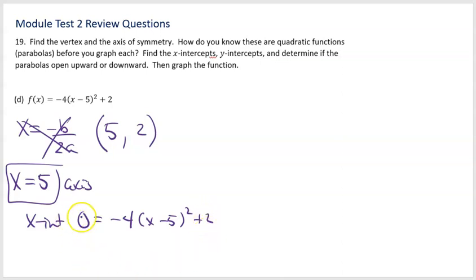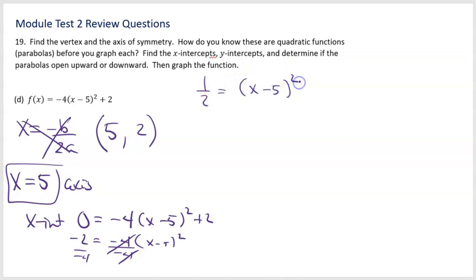So subtract the 2 over. So I have negative 2 equals negative 4 times (x minus 5) squared. The next thing I'm going to do is divide both sides by negative 4 to get the (x minus 5) squared by itself. That gives me a positive 1/2 on the left and (x minus 5) squared on the right.